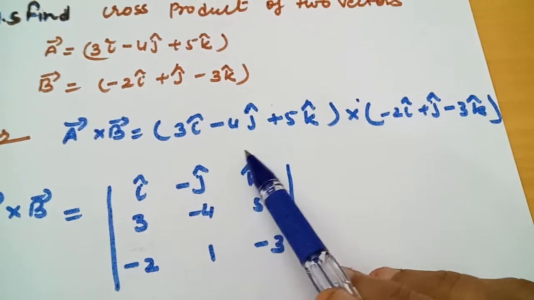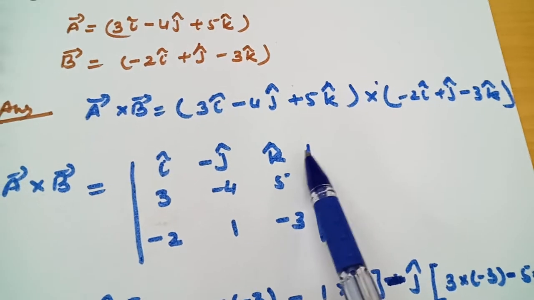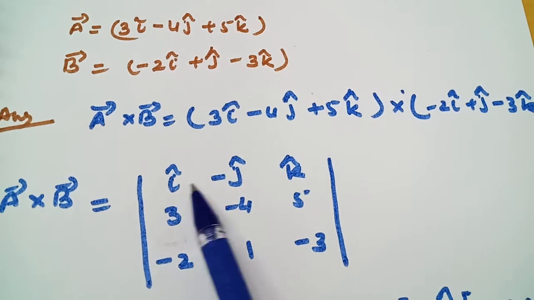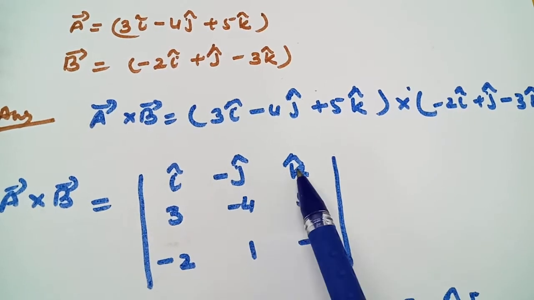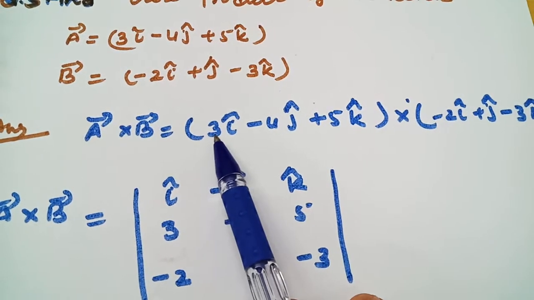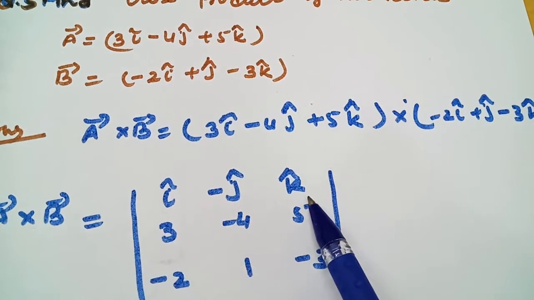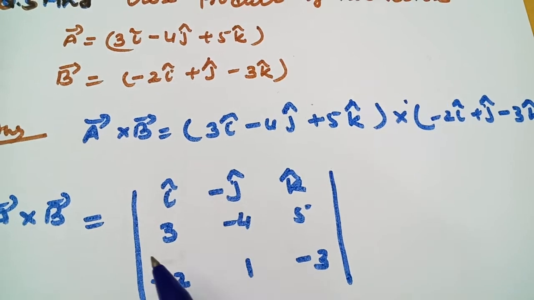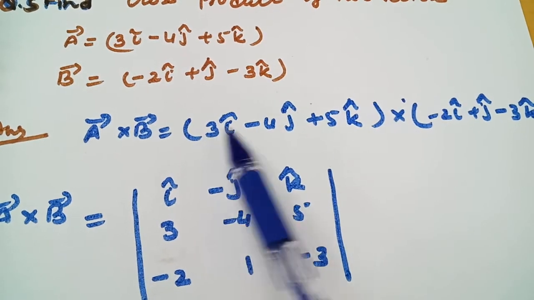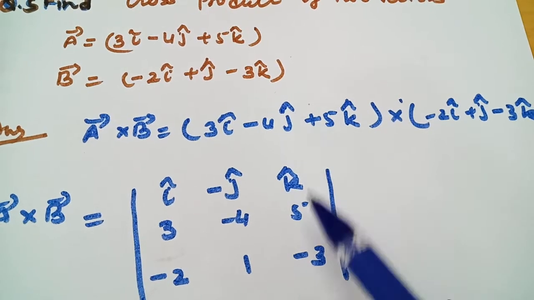Now, the cross product is always solved through the determinant method. So how will you create the determinant? See, here you have i, j, k. The first row will consist of i cap, minus j cap and k cap. Then you will write the components of the A vector in the x, y and z directions. So here Ax is equal to 3, Ay is equal to minus 4 and Az is equal to 5.